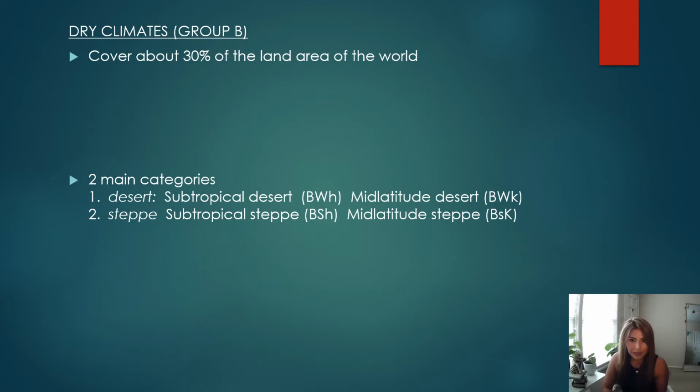There are two main categories. You have your desert and you have your steppe. The only difference is your desert is going to be very dry. Your steppe is going to be semi-arid, and arid is more of a lack of moisture. I know it sounds the same as dry, but there's a little bit of a difference there. Okay, so you're going to have your desert and steppe.